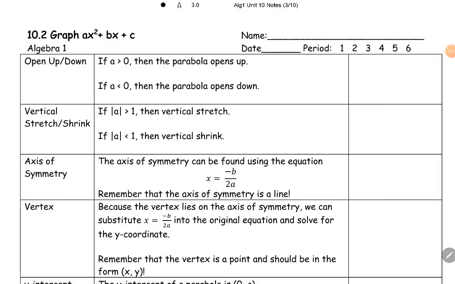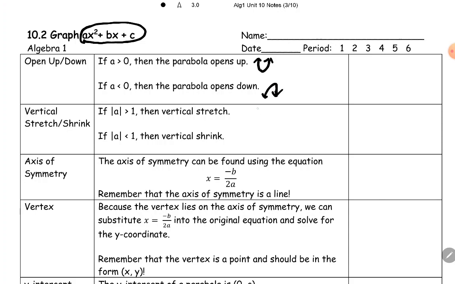In Algebra 1, we'll be graphing quadratic equations. So we have the form ax squared plus bx plus c. That's standard form for quadratics. If your a value is positive, then it opens upward. If it's negative, it opens downward.